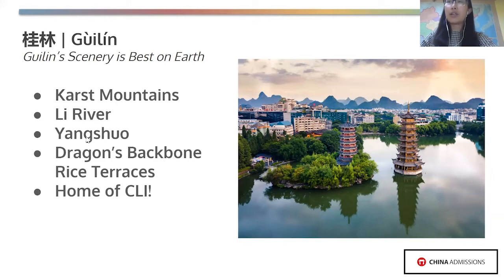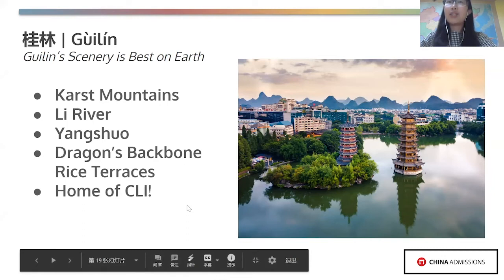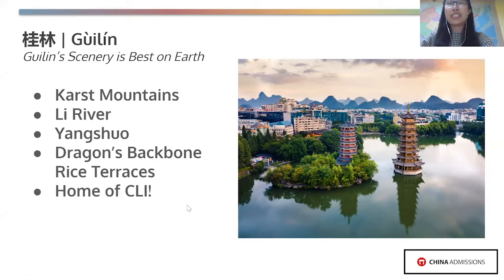And then if you have ever heard about Yangshuo before, it's another town which is not very far from Guilin. Their mountains are very beautiful. Okay, and the dragon's backbone rice terraces, Longji Ti Tian. The most important thing is the home of CLI. We're based in Guilin, and we have been here for almost 11 years. So this is Guilin, so hope all you guys have a chance to come to visit. Guilin is in Guangxi. Guangxi is one of the Zizhi Qu, is one of the five autonomous regions.